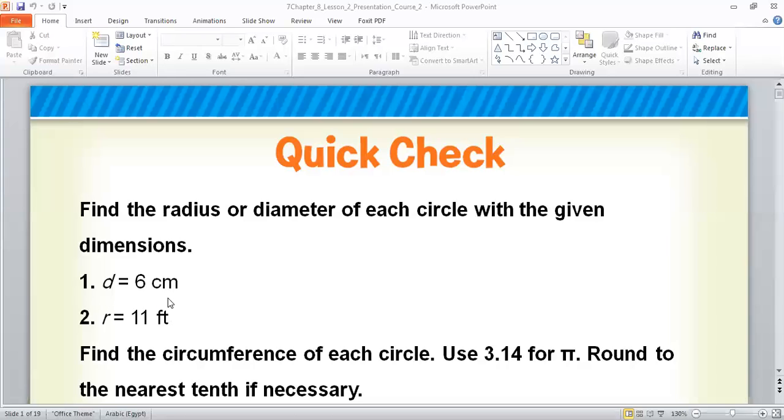If I have the diameter is 6 and I need the radius, the radius is equal to 6 divided by 2. Okay?